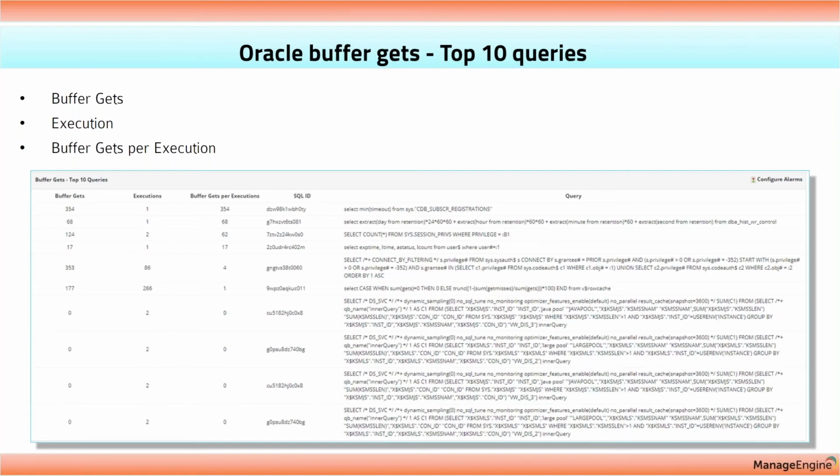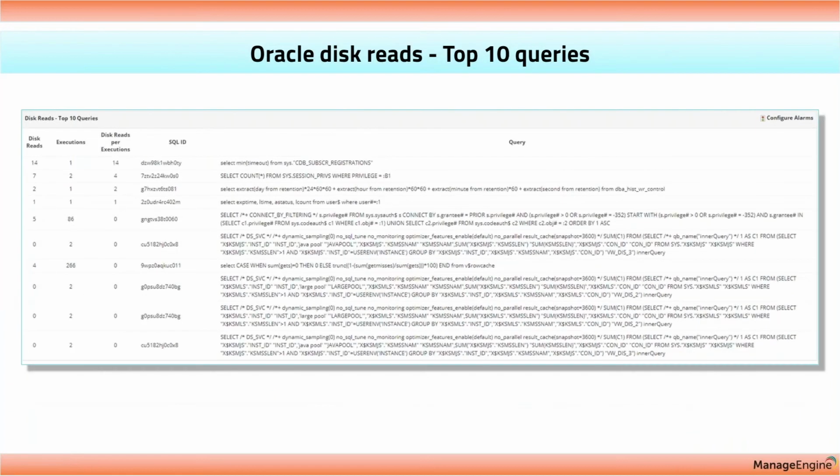So it is crucial to monitor this specific component in terms of query monitoring. That is Oracle buffer gets, top 10 queries. And you can see the SQL ID along with the query, along with the buffer gets per execution value. And Oracle disk reads is another important factor in terms of production DB monitoring.